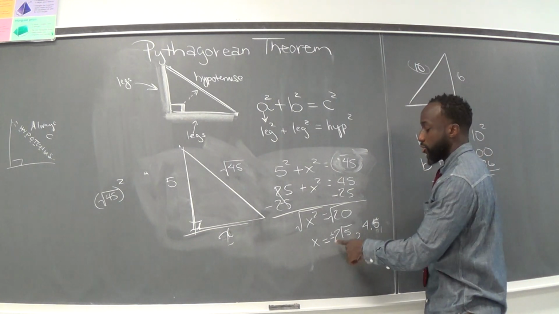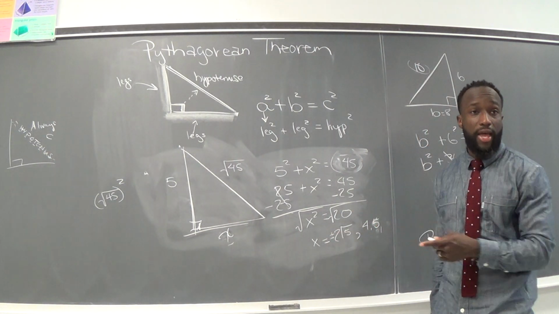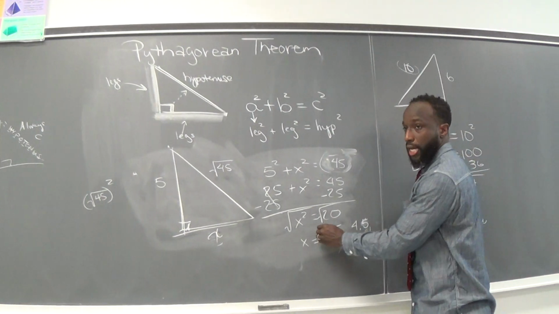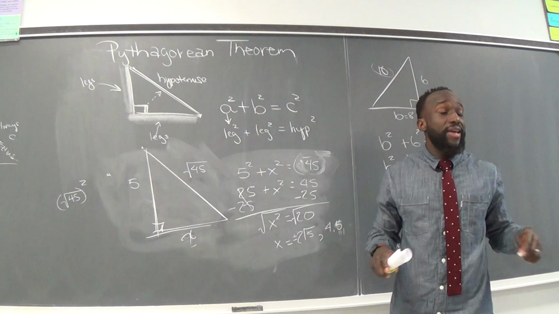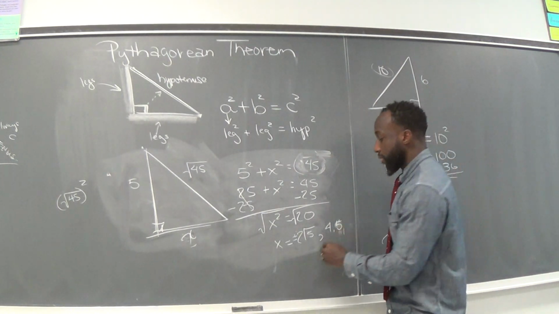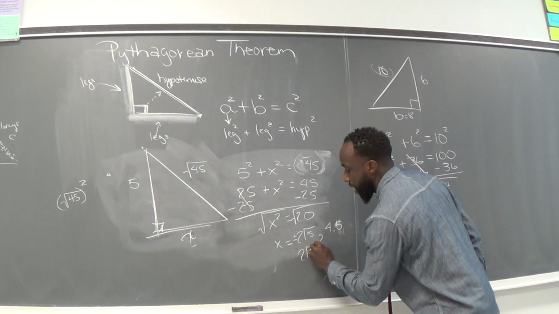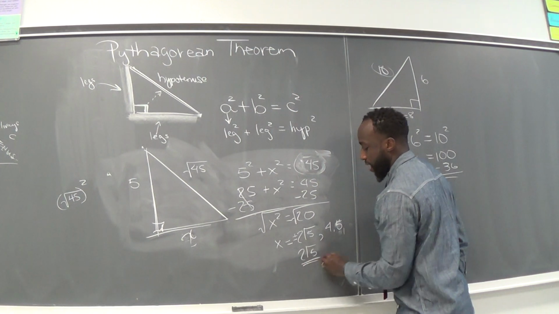Now, I heard somebody say plus or minus, right? So typically when we take the square root of a number, we do have a plus and a minus. But because we're talking about now the length of a side, we can never have a negative side length. The answer is always going to be the positive version.